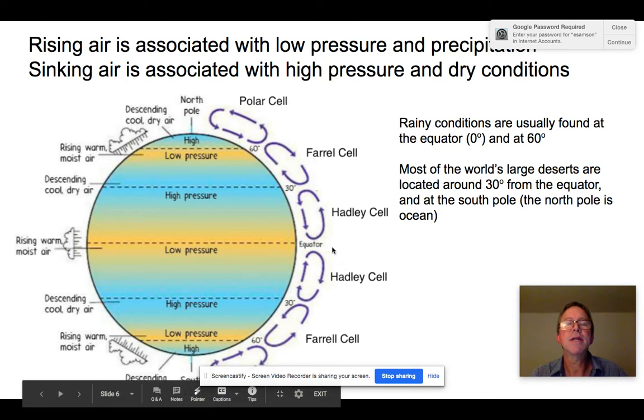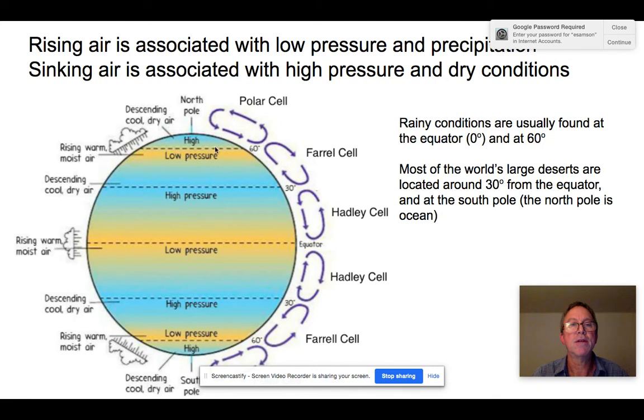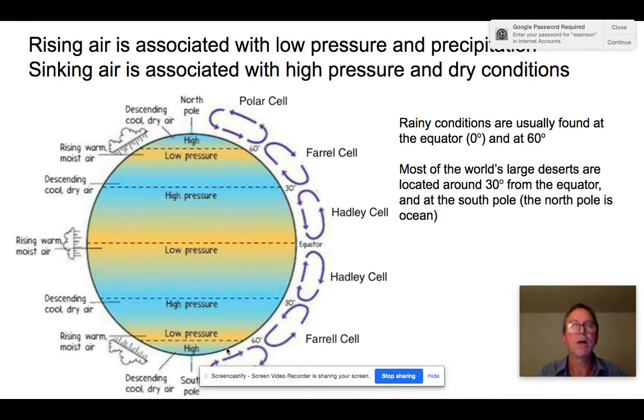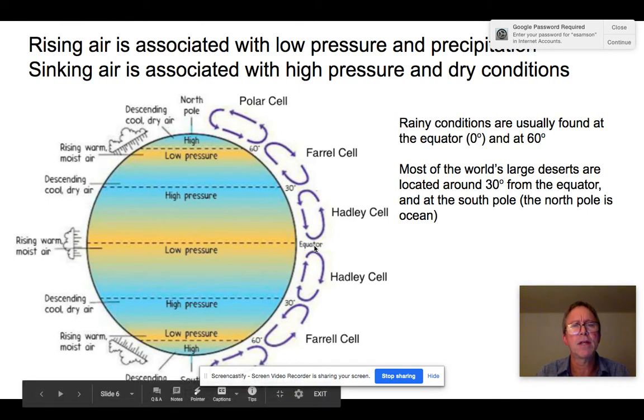It's worth noting that we also get rainy conditions associated with areas around 60 degrees north or south of the equator. We tend to have this unsettled, wet weather, but it's not quite as pronounced as it is at the equator because we don't have quite that strong of heating to cause the uplift.